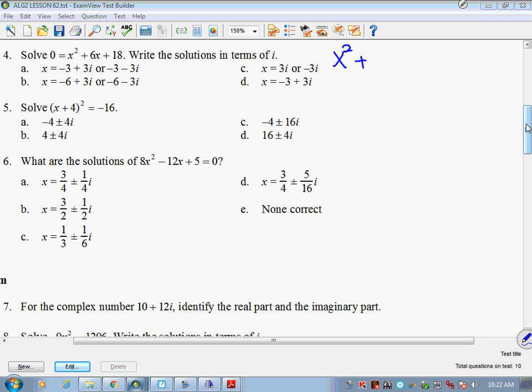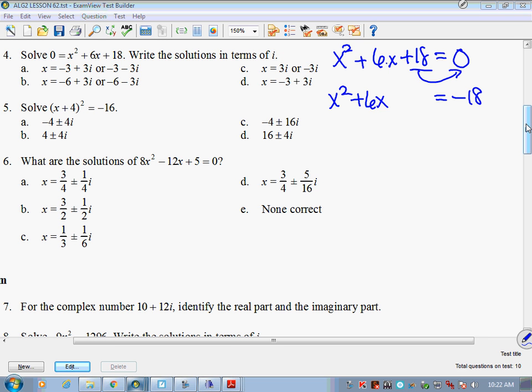X squared plus 6x plus 18 equals 0. Whenever I want to complete the square, I take this term and move it over to the other side. Remember that? Okay, so that's going to give me x squared plus 6x, and I'm going to leave a blank spot here, equals negative 18. Okay?